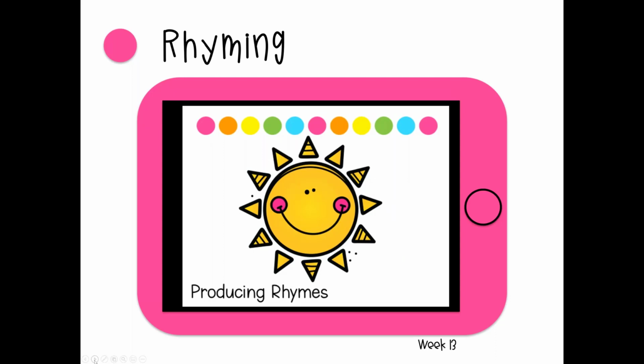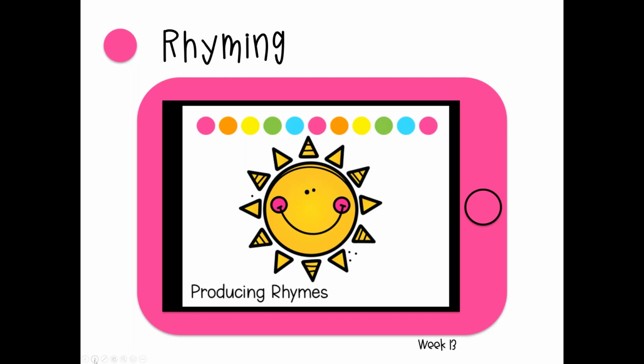All right, so rhyming. After students have had lots of work with recognizing and supplying rhymes, you want to move on to producing rhymes. You're going to supply a word and ask the students to supply another word that rhymes. So for example, if I say sun, then I would want them to produce another word.